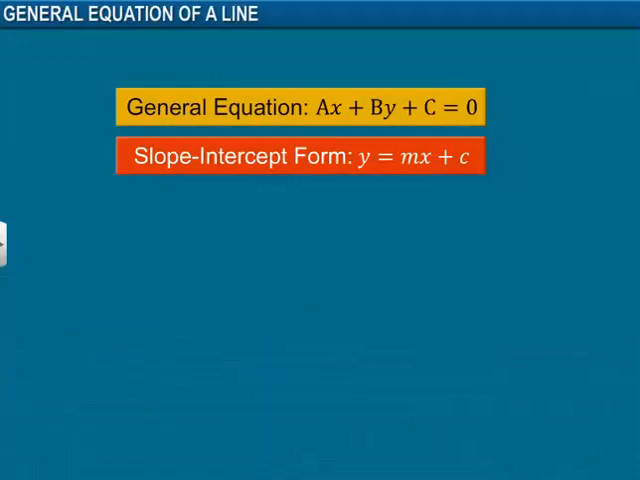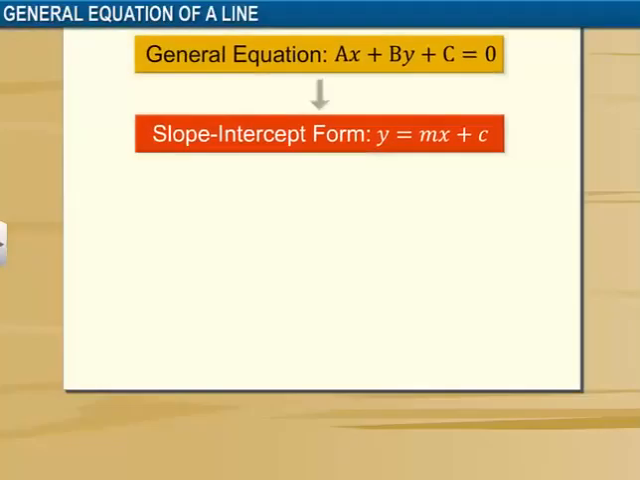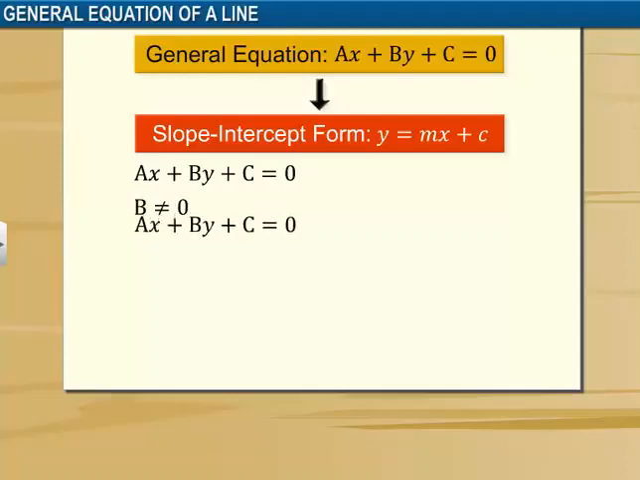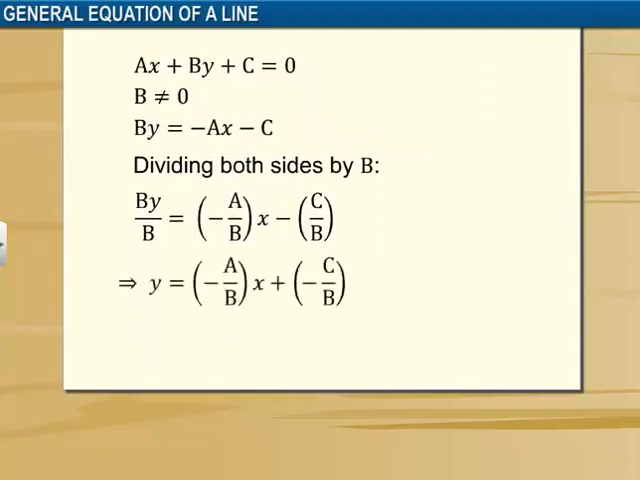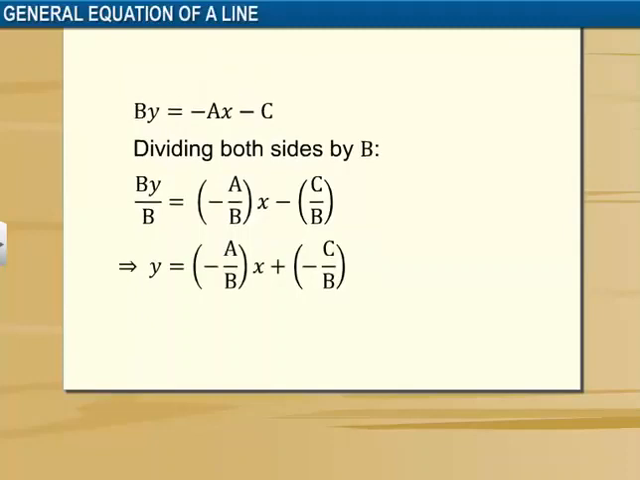Let us start by reducing the general equation of a line into the slope-intercept form. Consider the general equation of a line such that the constant b is not equal to 0. Rearranging the terms in the general equation, we get by is equal to minus ax minus c. Dividing both the sides of the equation by b, we get y is equal to minus a upon b into x plus minus c upon b. Equation 1.